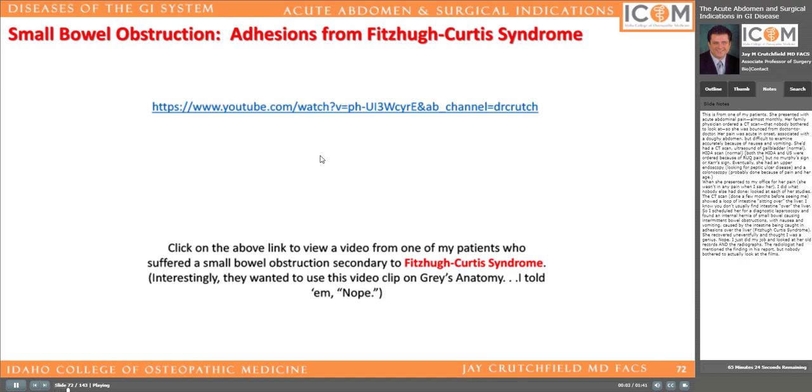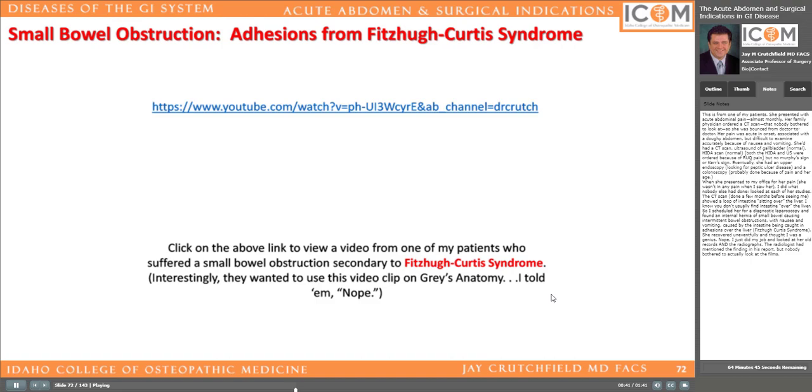This is from one of my patients. Here we see a patient who presented with acute abdominal pain almost monthly. Her family physician ordered a CAT scan, but nobody bothered to look at it, so she was bounced from doctor to doctor. Her pain was acute in onset, associated with a doughy abdomen, but difficult to examine accurately because of nausea and vomiting. She'd had the CT scan as mentioned, an ultrasound of her gallbladder, which was normal, a HIDA scan, which was normal. Both the HIDA scan and the ultrasound were ordered because of the right upper quadrant pain she was complaining of, but no Murphy sign or Kerr sign.